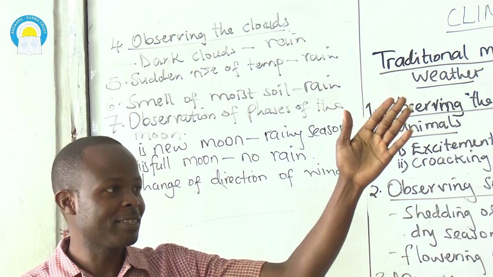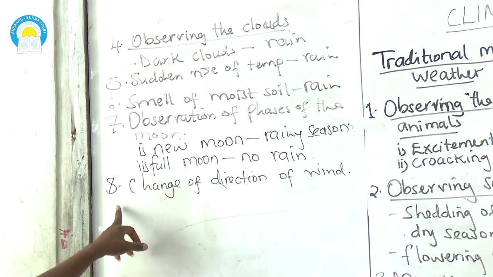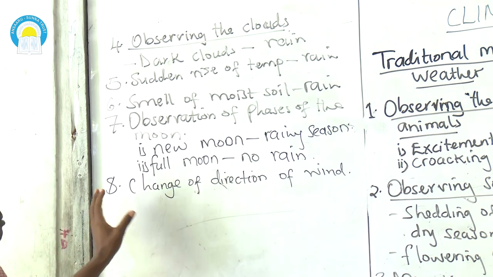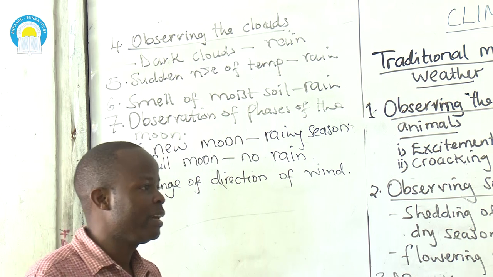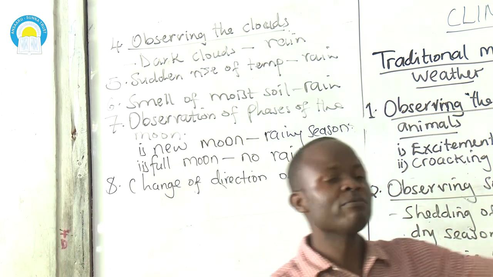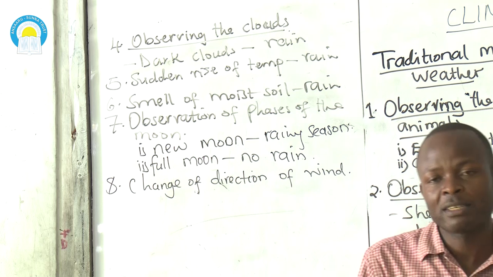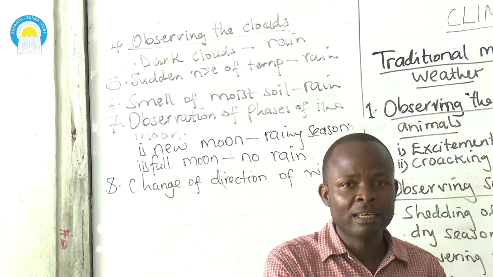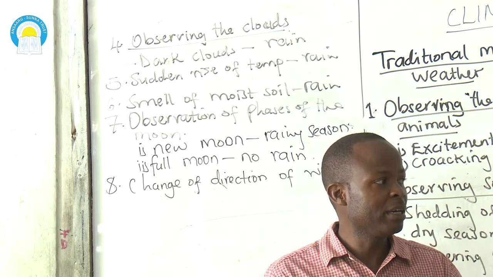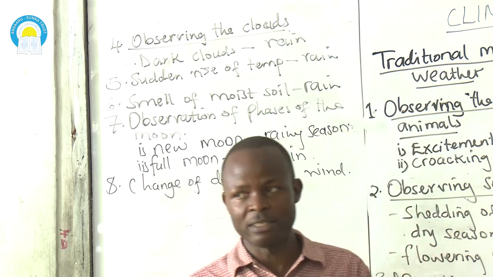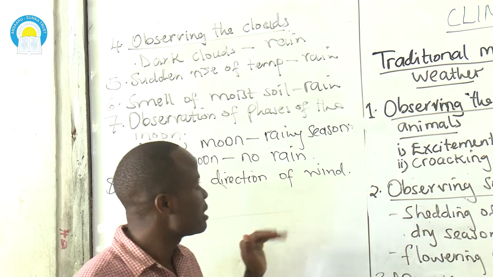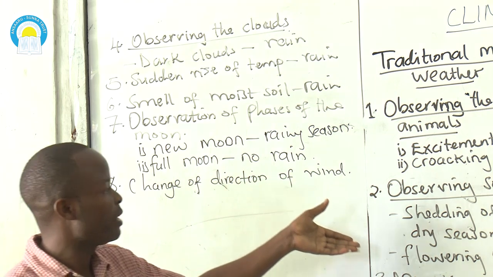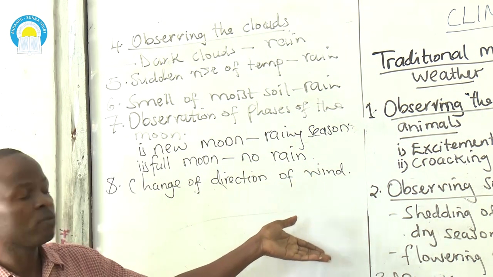So the traditional weathermen knew how to tell the weather by simply observing the direction of the wind. They knew that when wind has been blowing from maybe west to east, and then it has suddenly changed from east to west, they could tell whether it is going to be a rainy season or a dry season. So these are some of the ways of observing weather in the past, or traditional methods of observing weather.